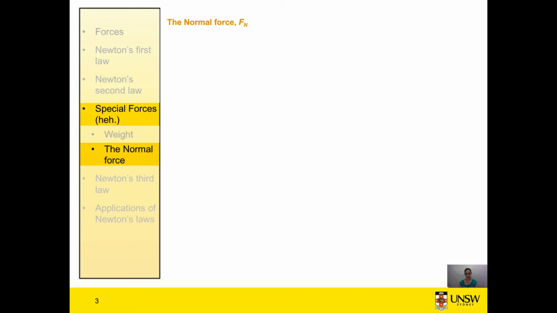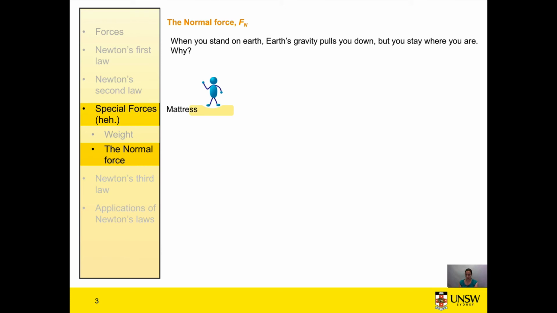The second force is the normal force, and this is a force we will encounter quite often. When you stand on Earth, Earth's gravity pulls you down, towards the centre of Earth, but you don't sink through the floor, you stay where you are. That indicates that there must be another force acting on you that keeps you stationary. The effect is much easier to see if you're standing on something slightly softer than the Earth, for example a mattress or a piece of foam or a soft cushion.